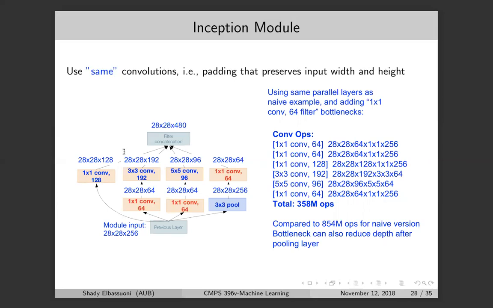Now this reduces the number of convolution operations that I do from 854 to 385 operations. Why? Because I've reduced the depths here by doing 1 by 1 convolutions. I reduced the depth to 64 from 256, and here I have the same depths as before. So I end up with really reduced depths compared to the previous one.